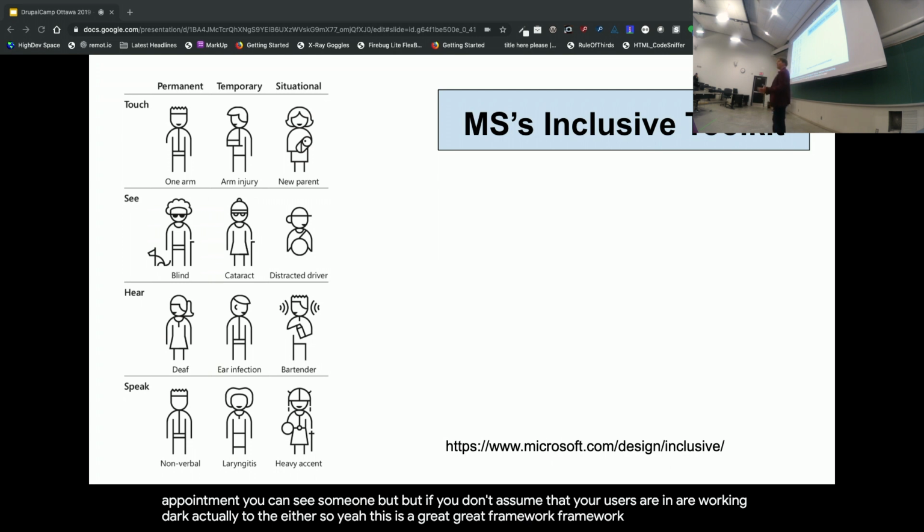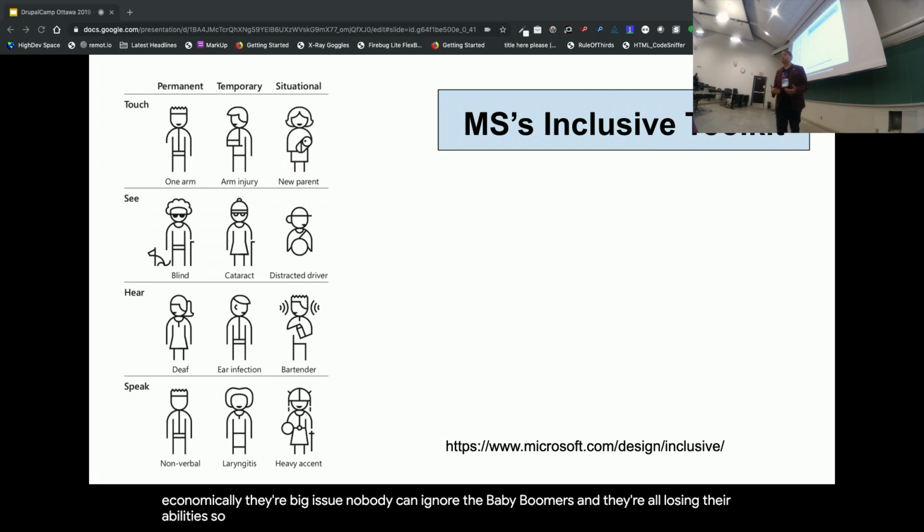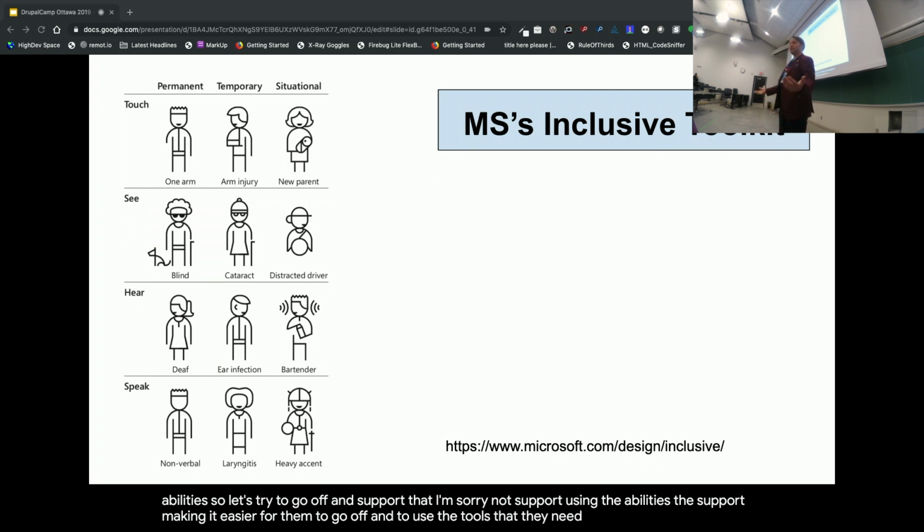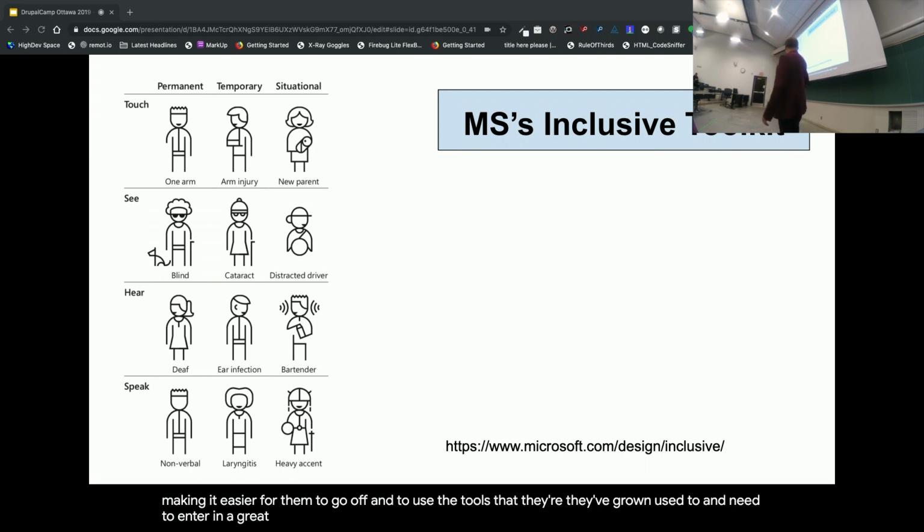The other thing is dealing with seniors, and baby boomers are a bigger and bigger issue. Politically, they're a big issue. Economically, they're a big issue. Nobody can ignore the baby boomers, and they're all losing their abilities. So let's try to support that. Not support losing their abilities, but support making it easier for them to use the tools that they've grown used to and need to integrate with the modern world.